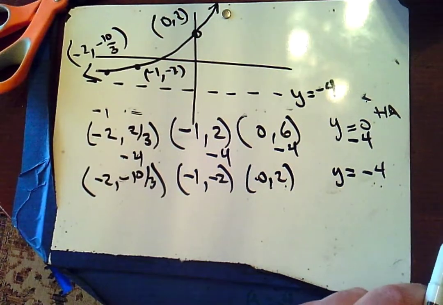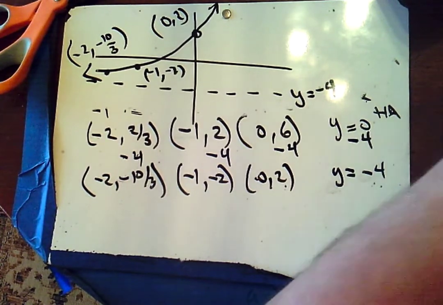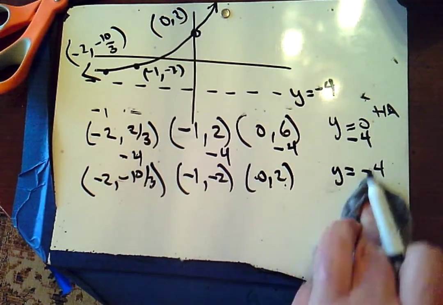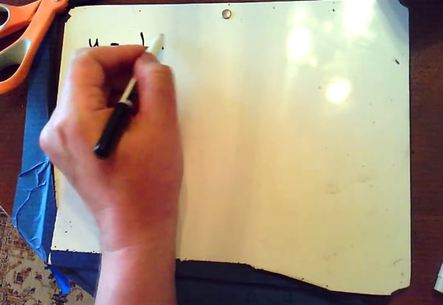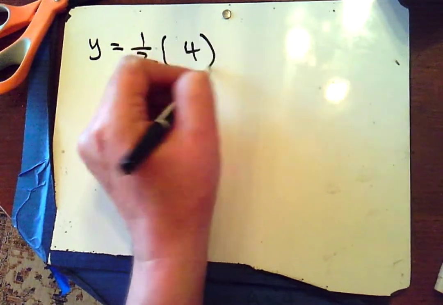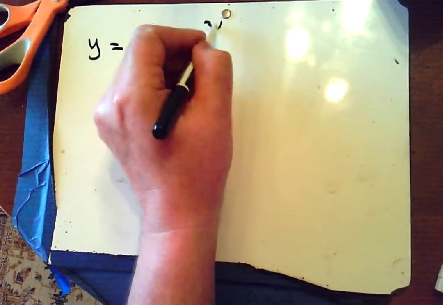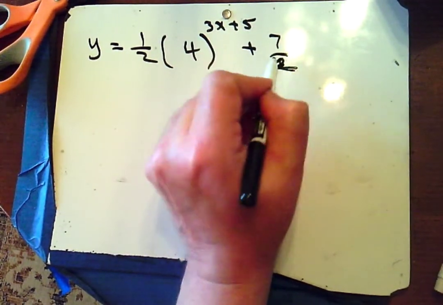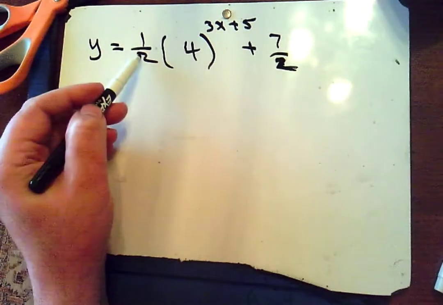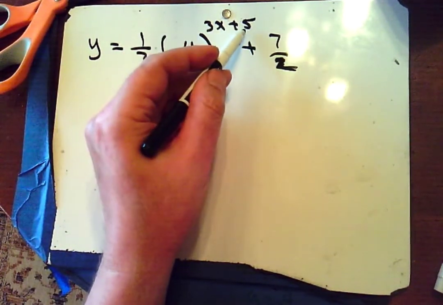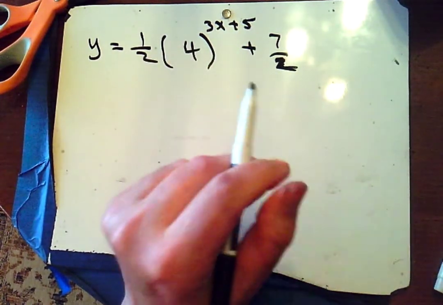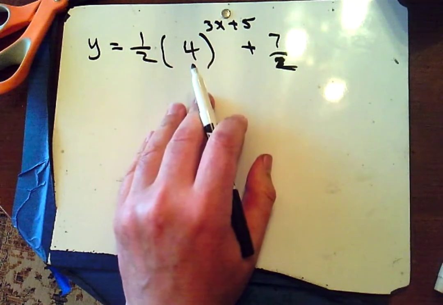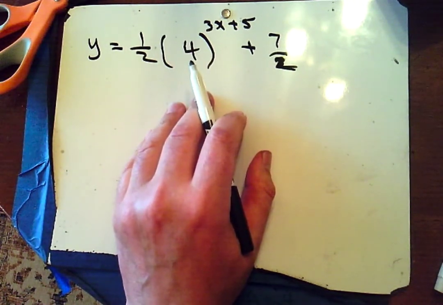Any questions about graphing this exponential? Well, if you have them, write them down, or better yet, send them out on the GroupMe right now. Okay, in the meantime, why don't you graph y equals 1/2 times 4 to the 3x plus 5, and this will be plus 7/2. Okay, y equals 1/2 times 4 to the 3x plus 5 plus 7/2. Why don't you pause the video and graph this, come back if you have questions, or when you're done and want to check your answer.